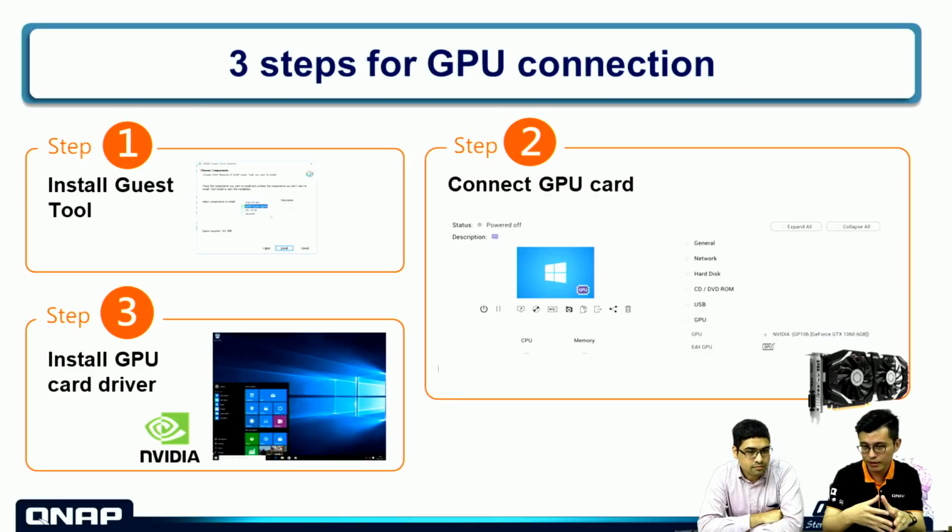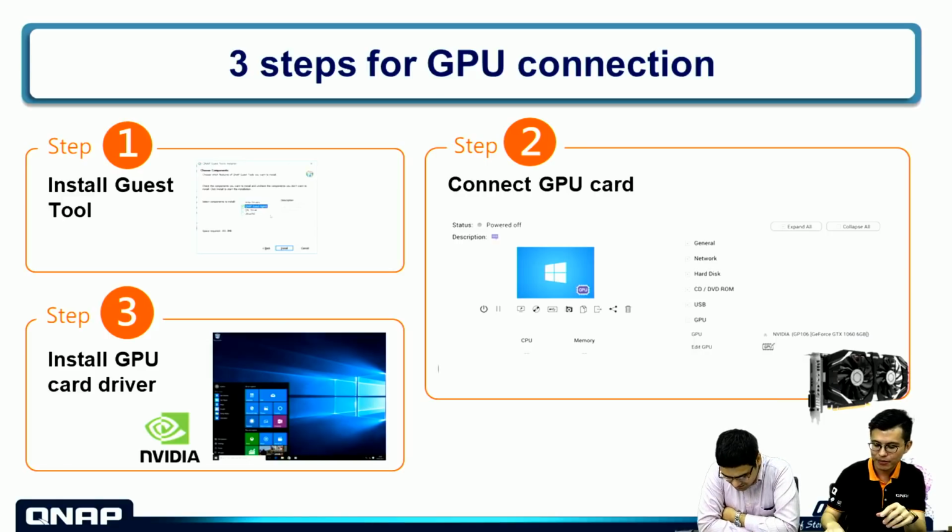The second step is to connect the GPU card. In our Virtualization Station, we have a UI with a GPU option. You can choose that and click apply, and then we will connect the GPU card directly. The last step is to install the GPU card driver, for example NVIDIA, which depends on the guest OS version. Yeah, the last step is just like when you physically install a graphic card into your computer, then you have to install drivers. Yeah, exactly.